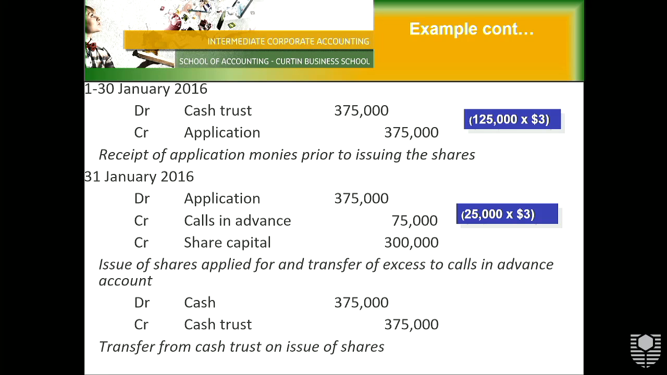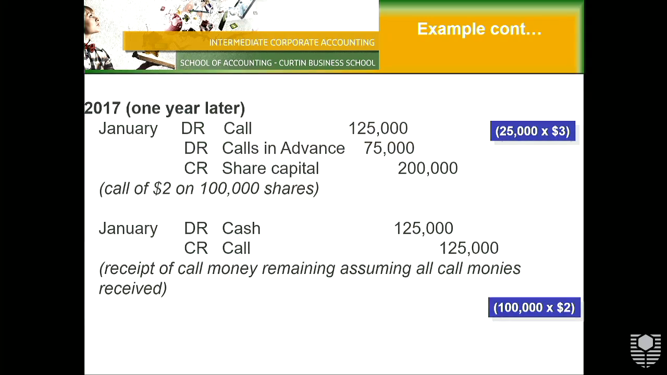Last one, we're going to transfer all the cash from our cash trust account to our own business cash account, $375,000. All right, then in 1 year's time, we are going to have the call. So remember, we've already got those calls in advance of $75,000. We have to take it out of there, and now we need to recognise that as a part of our share capital. We've got 100,000 shares. Our call is for $2. 100,000 times 2 is 200,000. We've already got 75,000 of that. The balance that we're going to receive in cash is 125,000, assuming they all pay. Okay, pretty basic. Let's bring our calls account back to zero and transfer that 125,000 into our bank account with the last entry there.